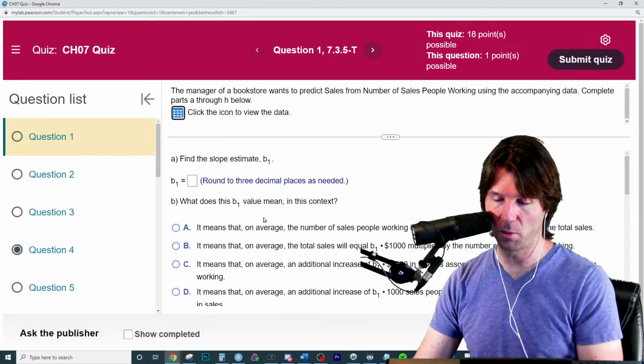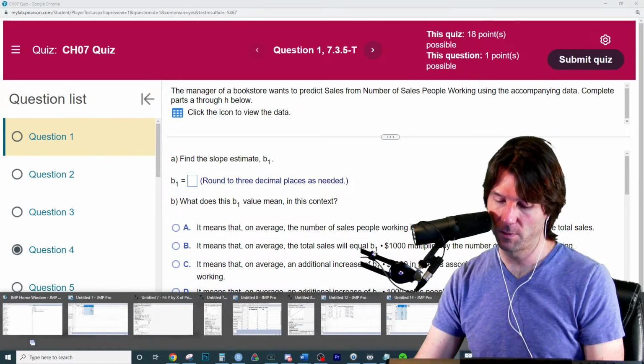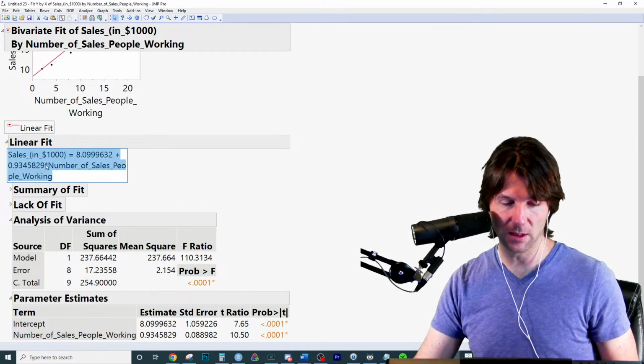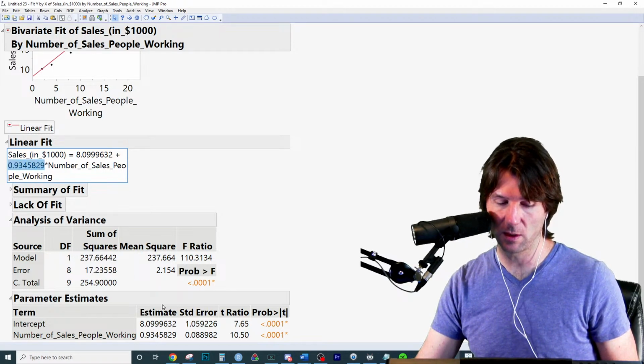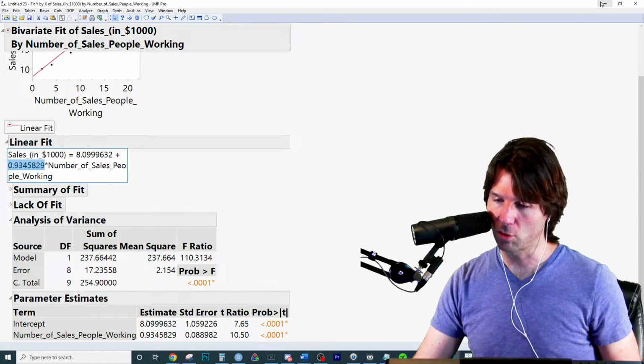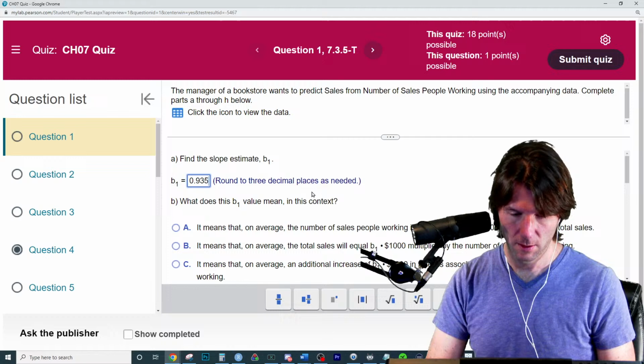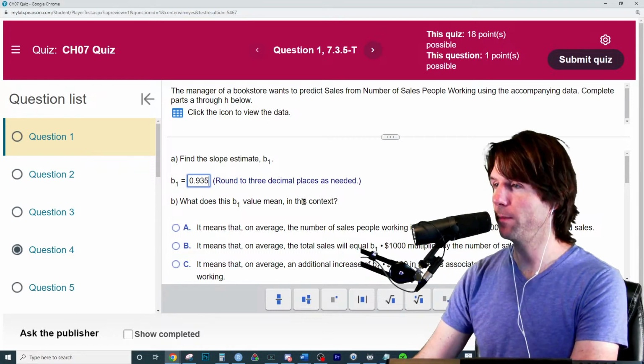So over here, it says, what is B1? It's just asking me the slope, the estimate of the slope. The estimate of the slope is this value right here. Also know that that value, the estimate of the slope, is seen right here under estimate of x variable, which is slope. There you go. Round to 3 decimals. There we go. What does B1 mean?